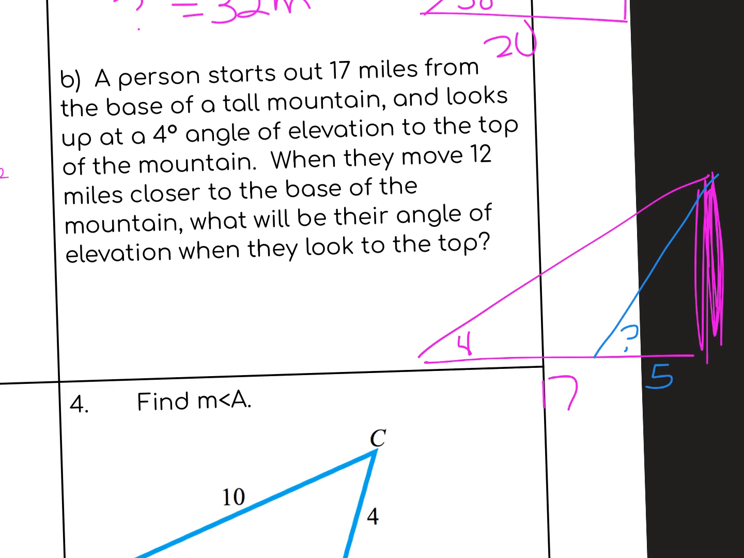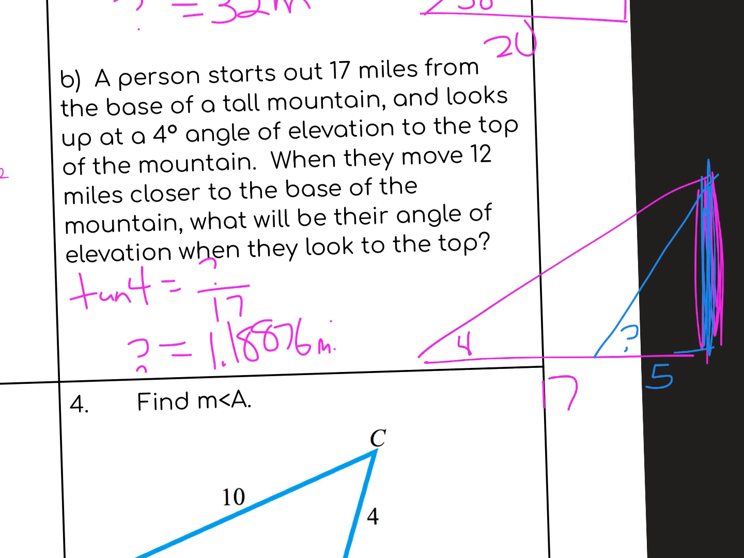So let's find, for the pink triangle, the height of the mountain. That's the tangent of 4 equals the mountain over 17. So that means the mountain, 17 tangent of 4, the mountain is 1.188. I'm just going to write down a couple digits. 76. That's miles.